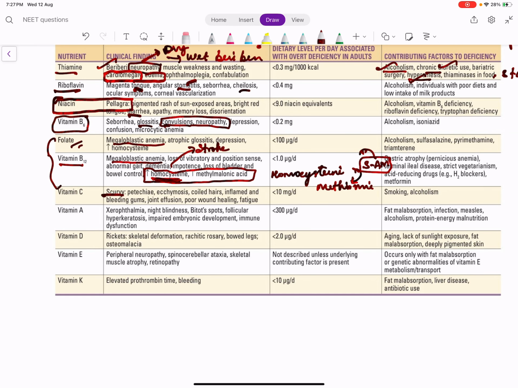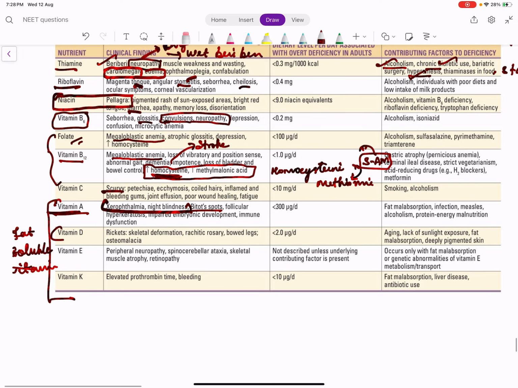Vitamin C deficiency causes scurvy. Vitamin A deficiency causes xerophthalmia, night blindness, Bitot spots, etc. This will be discussed in ophthalmology. And remember A, D, E and K are the fat soluble vitamins. So in diseases like chronic pancreatitis or any condition causing fat malabsorption, these are problematic. Vitamin D deficiency causes rickets. Vitamin E deficiency causes peripheral neuropathy, and vitamin E deficiency causes ataxia, right? Neuropathy and ataxia, just remember that.